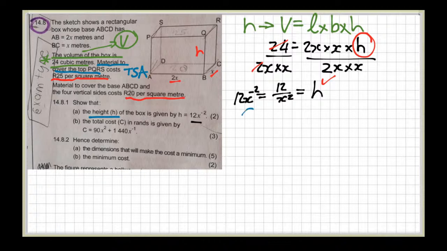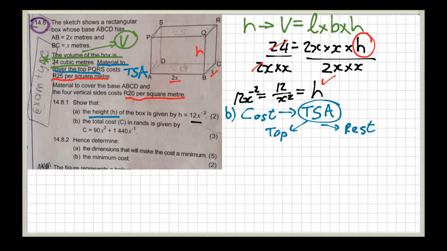So now they are asking me to find, at the B part, cost. But for me to get cost, I need the total surface area of the shape. But here is a bit of an issue now, because the surface area is priced at different rates. I'm going to split up the surface area into the top part and the rest. The top part area, and they told me the top is PQRS, is 2x times x, because those are the dimensions. So the top part is 2x squared.